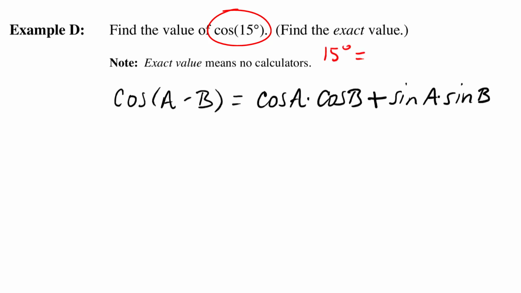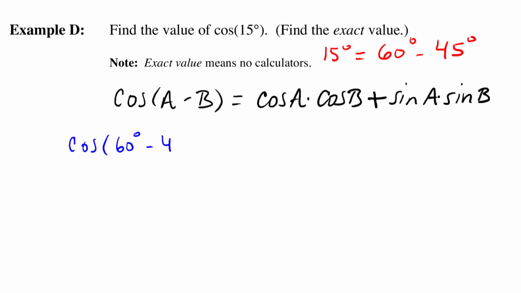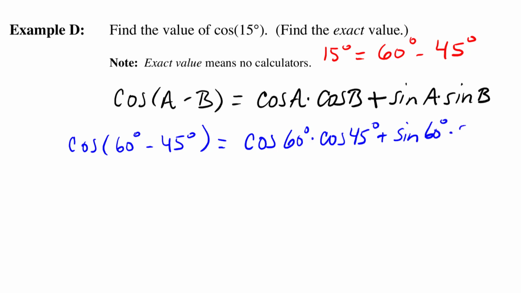By the way, 15 degrees can be thought of with some familiar angle measures, 60 degrees and 45 degrees, 60 minus 45, and there are many other options. For now, cosine of 60 degrees minus 45 degrees, one step at a time: cosine of the first, 60 degrees, times the cosine of the second, 45, plus sine of the first, times sine of the second. Of course, cosine of 60 minus 45 means cosine of 15 degrees. This is not one of our normal unit circle measures, by the way.